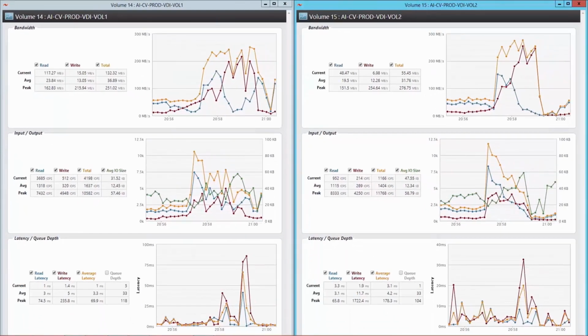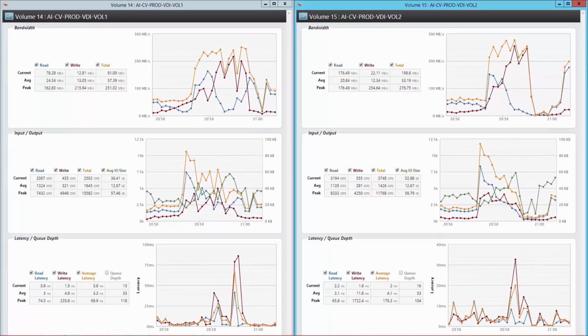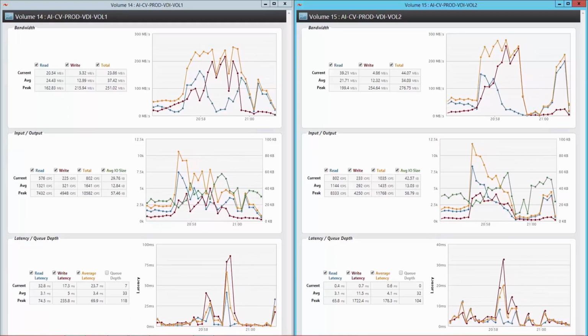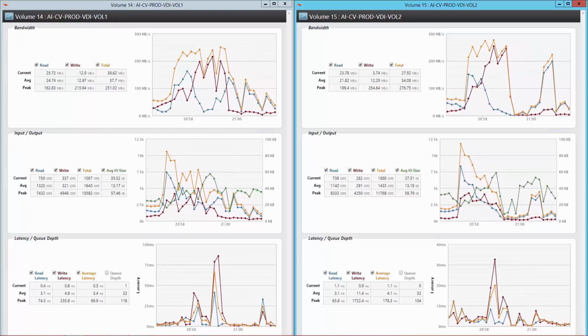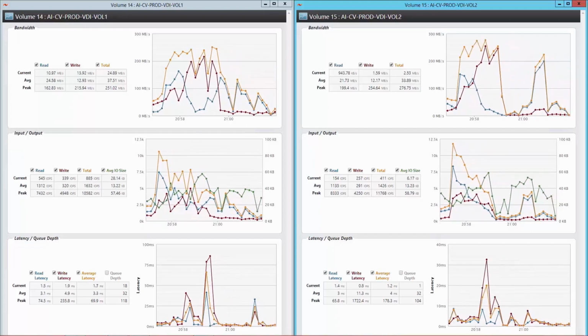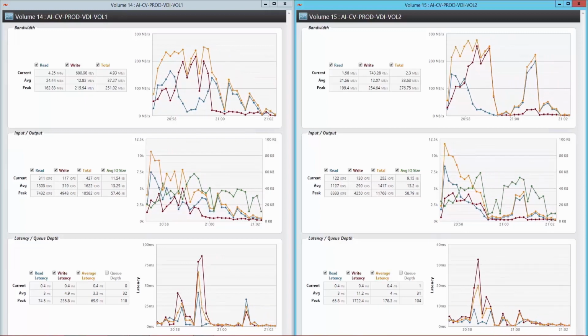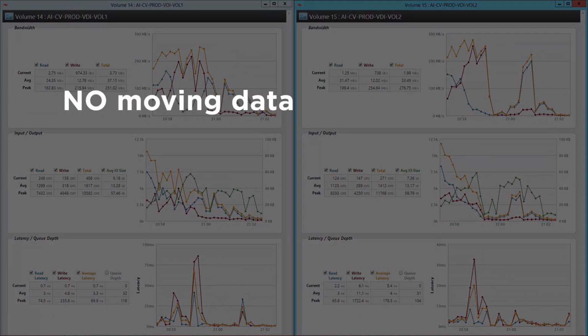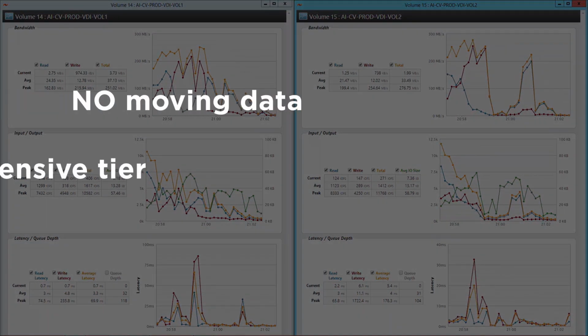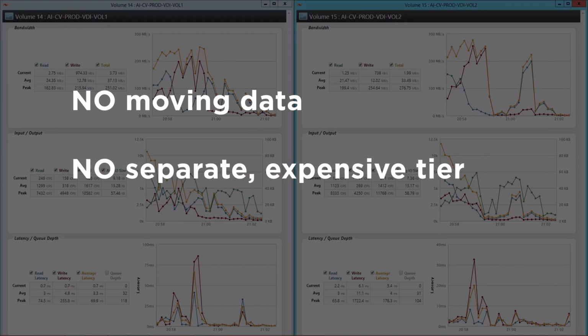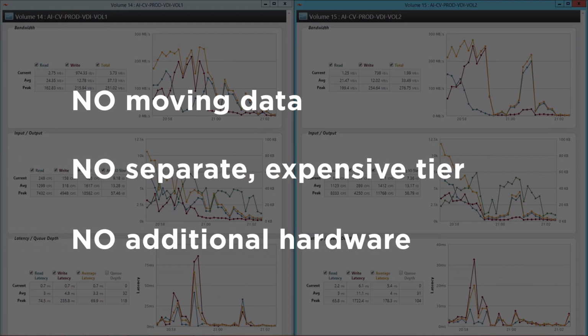VDI users are happy, which is key, but so are you. With just two clicks and three change values, you've resolved a significant issue in minutes, and you did it in place without moving a single block of data and without utilizing a separate, expensive performance tier, or without adding any additional hardware. That's much more efficient than you've ever been in the past.